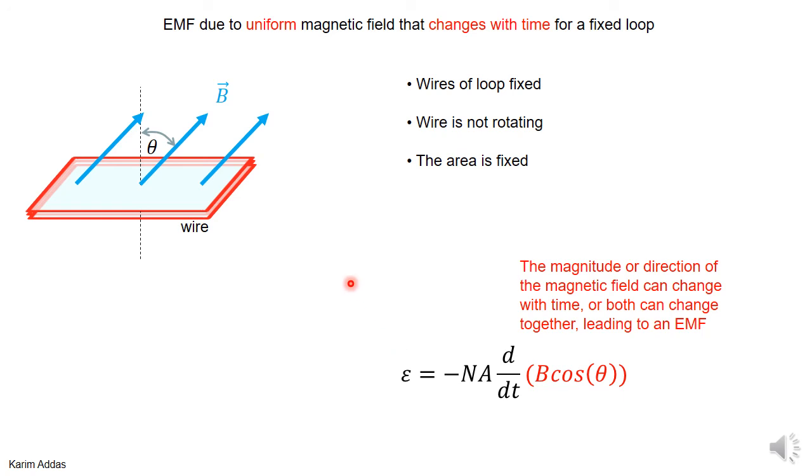And remember, here we're focusing only on the case where the wires are fixed. Of course, if the wires move and the magnetic field is constant, you also get an EMF, but we'll discuss this in the next part of the chapter.